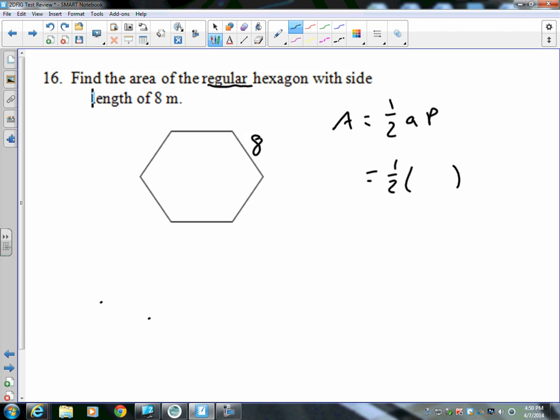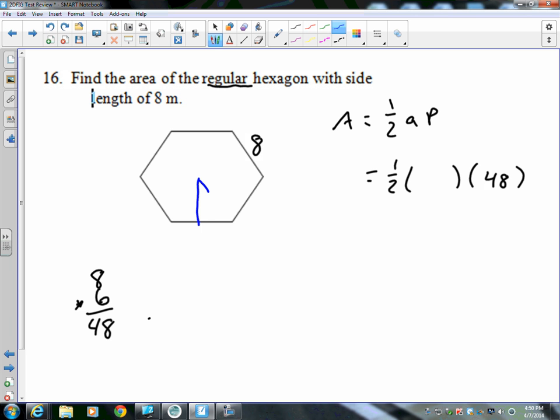Okay, we can first find perimeter. Perimeter is just add up all the sides. Well, if all of them are 8, we can say 8 times 6 sides. 8 times 6 is 48. The hard question is finding the apothem. Remember, the apothem goes from the center to the middle of one side.